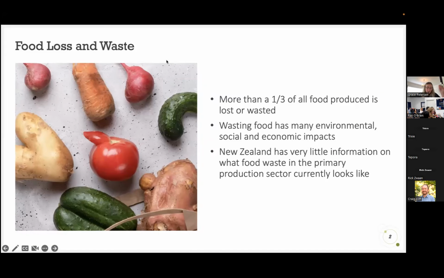So firstly, food loss and waste is a huge issue, with more than 1/3 of the world's food being thrown away. Wasting food has many environmental, social, and economic impacts. New Zealand has very little information on what food waste in the primary production sector currently looks like, which is why projects such as my own are taking place.